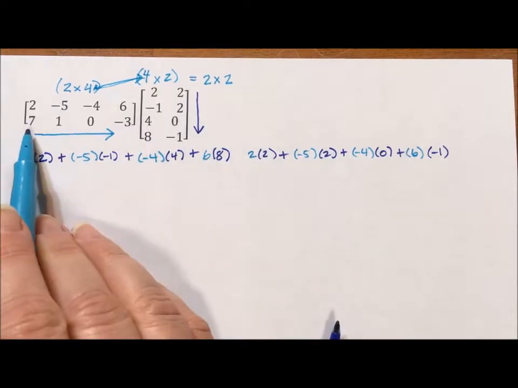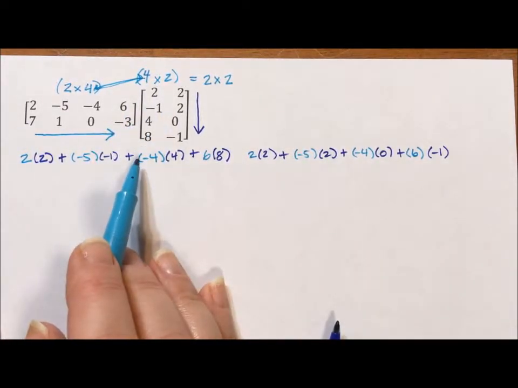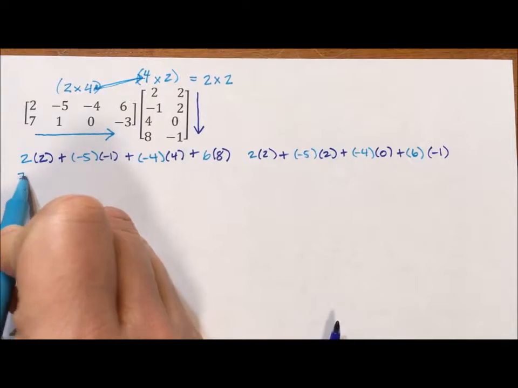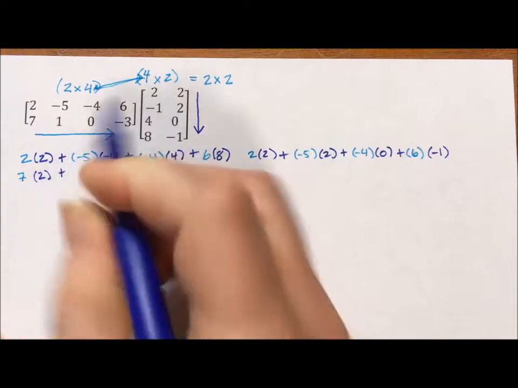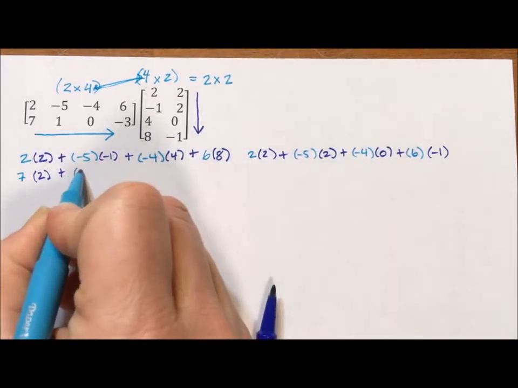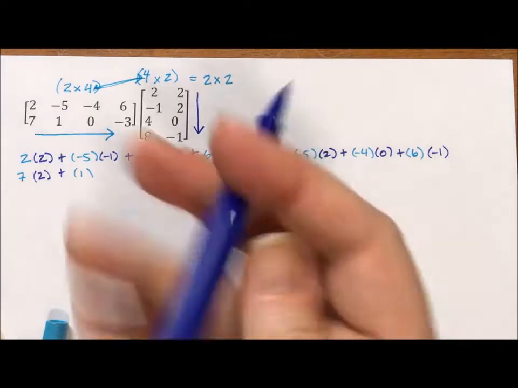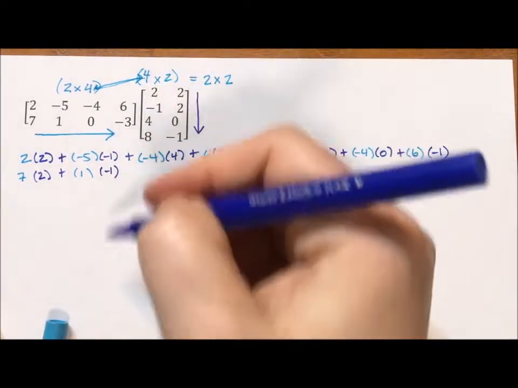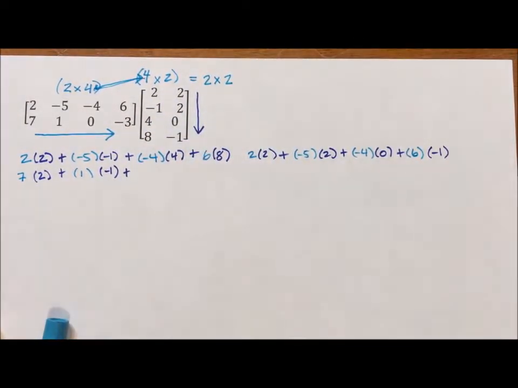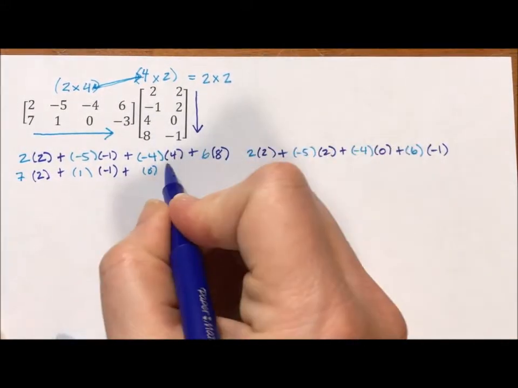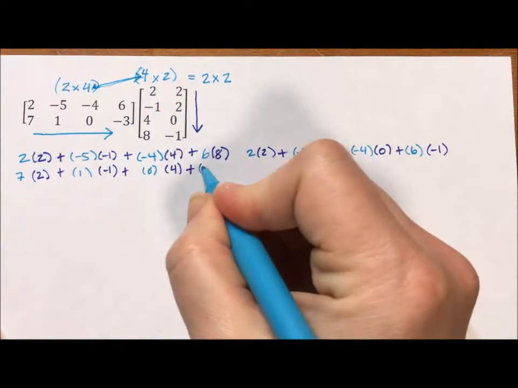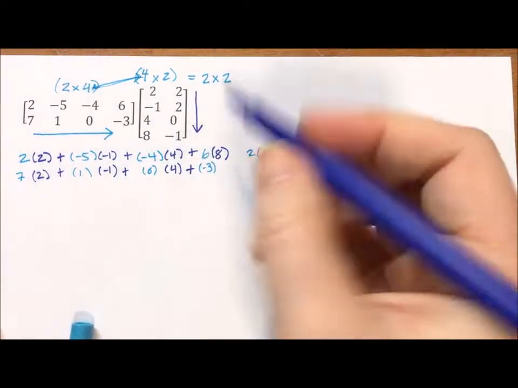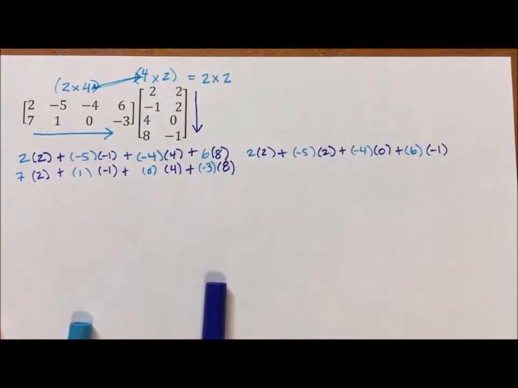All right, now we're going to do the second row, first column. For the second row, we have a 7, but we're still multiplying to this first column, times 2. Then we have a 1 times that negative 1. You'll notice the second numbers, because this is the column, will all be the same. We have our 0 times our 4 plus this negative 3 times the 8. And then we do it one last time.